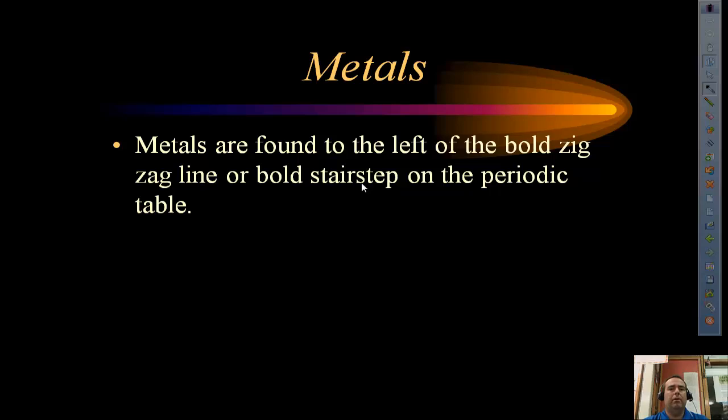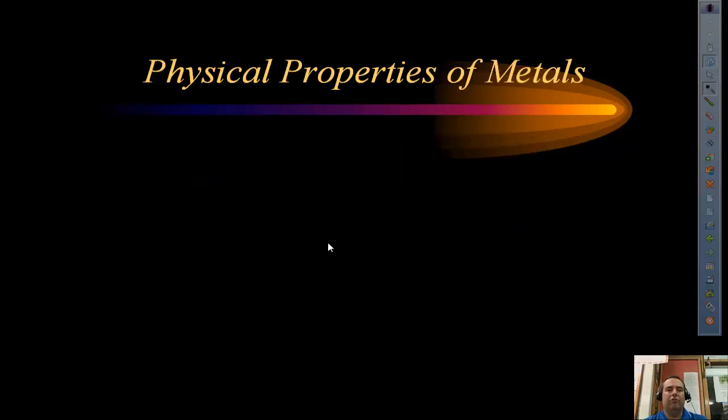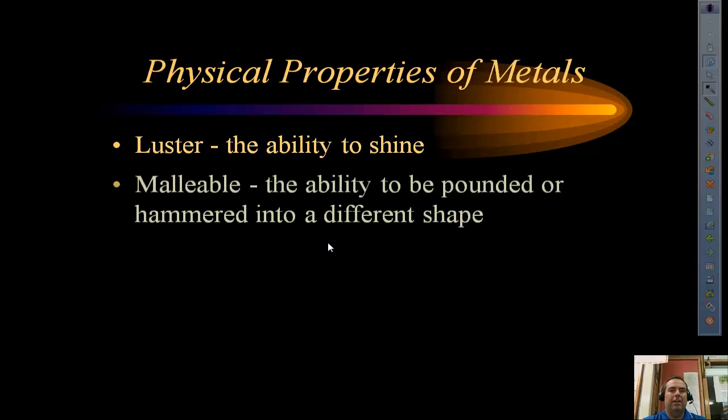Again, as I said before, the metals are going to be found to the left of that bold zigzag line or that stair step on the periodic table. Some characteristics for metals are they generally have 3 or fewer valence electrons. Some more physical properties, they have luster, meaning that whenever a light is shined on them, they're going to reflect that light, or they're going to be shiny. When you think of aluminum, gold, silver, your precious metals, they're going to be very shiny, and that's luster, or that reflection of light.